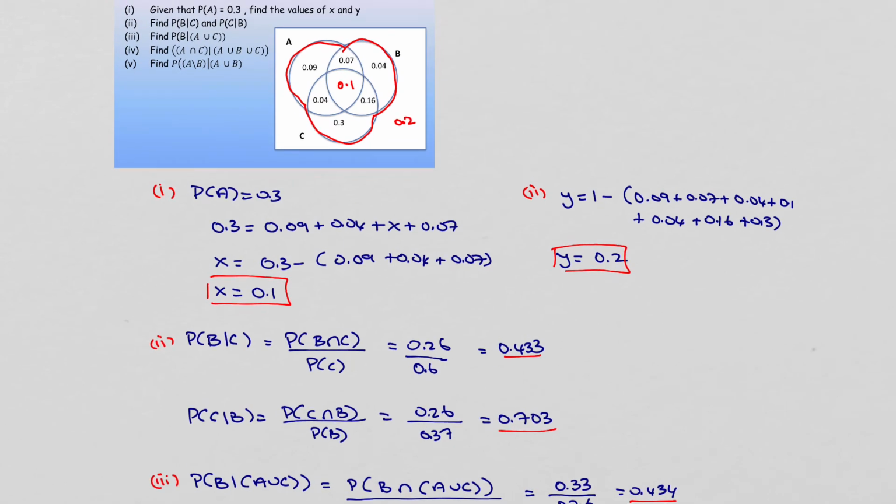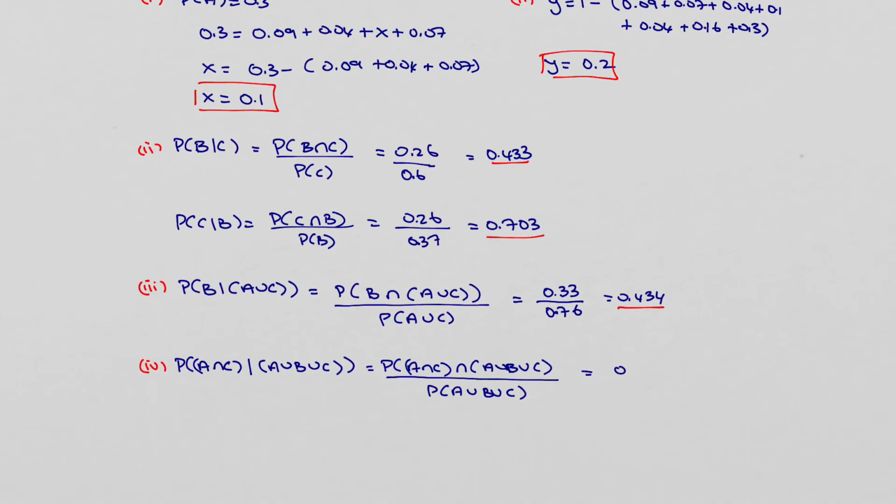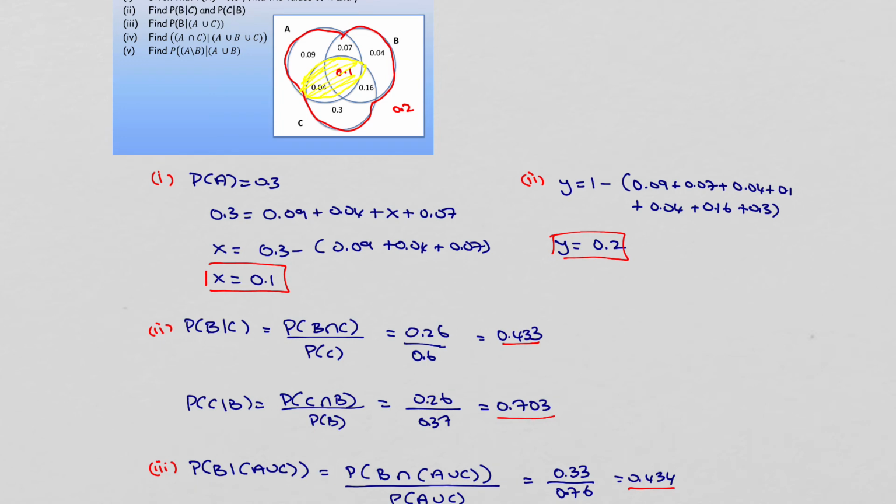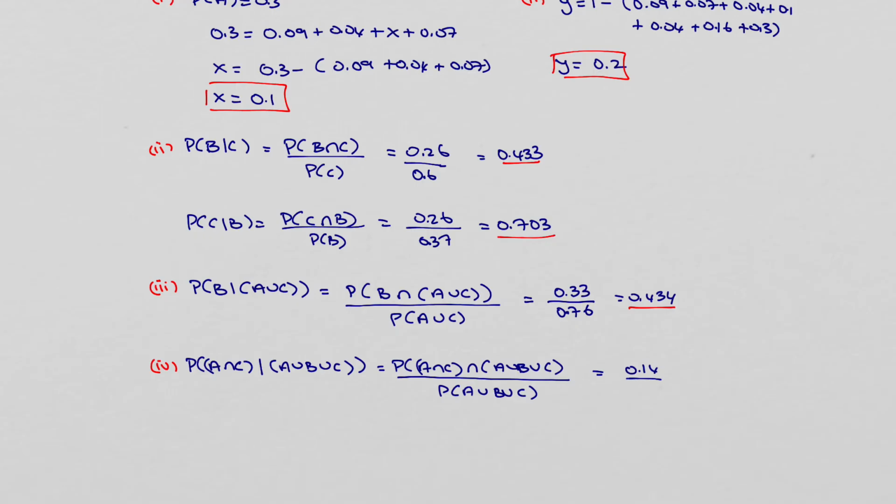So if I mark A intersection C in yellow, we can see that we only have 0.1 and 0.04, and all of that is in common with A union B union C. So therefore it's literally just 0.14 over A union B union C, and A union B union C is everything inside of the red there, and therefore that gives us a total of 0.8, and therefore 0.14 divided by 0.8 is 0.175.